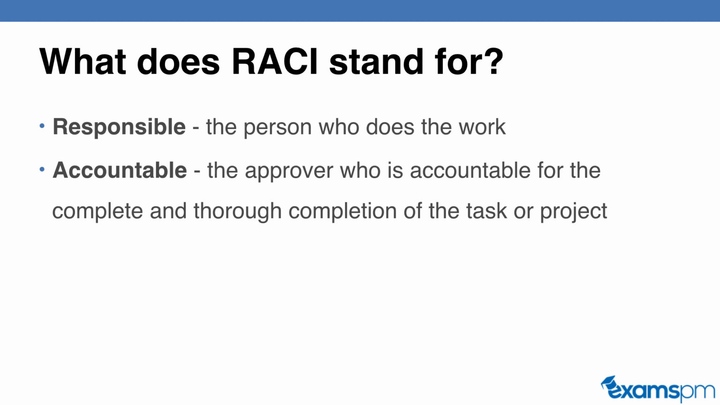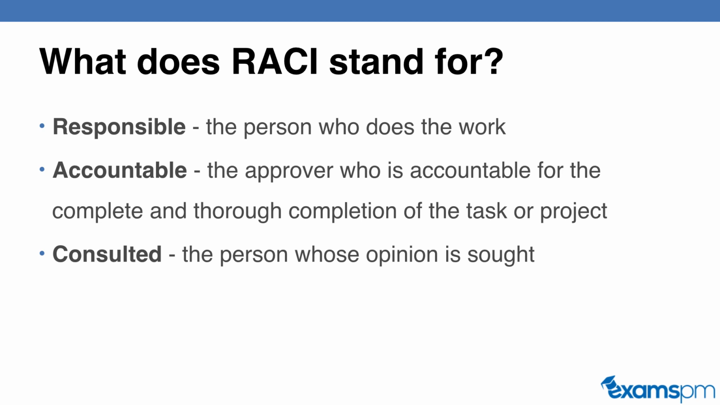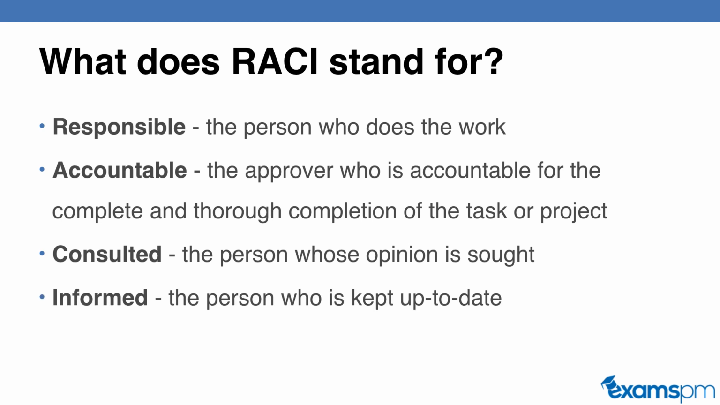In other words, the person who is accountable is the approver who's overseeing the work of the person who's doing it. And there are times when the person responsible and the person who is accountable for a specific activity is the same person as well. Consulted is the C in RACI, and this is the person whose opinion is sought. So you will consult that person, you will ask that person for their guidance or their expertise when you're doing the specific activity. And lastly, I stands for informed. So this is the person you have to keep up to date about the progress and the status of this specific activity or the project overall.